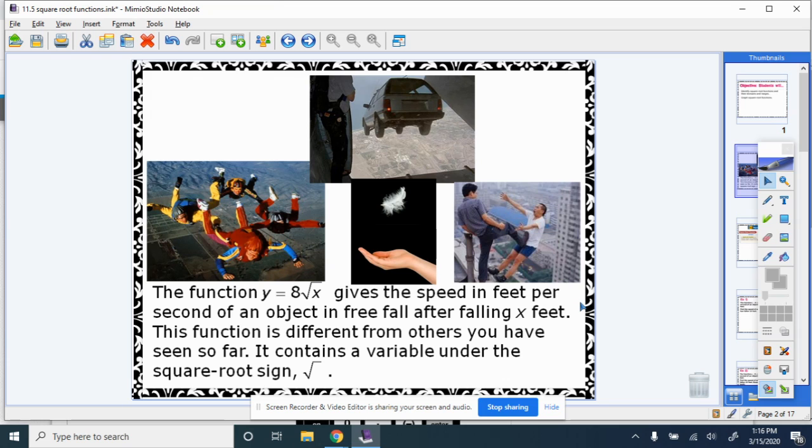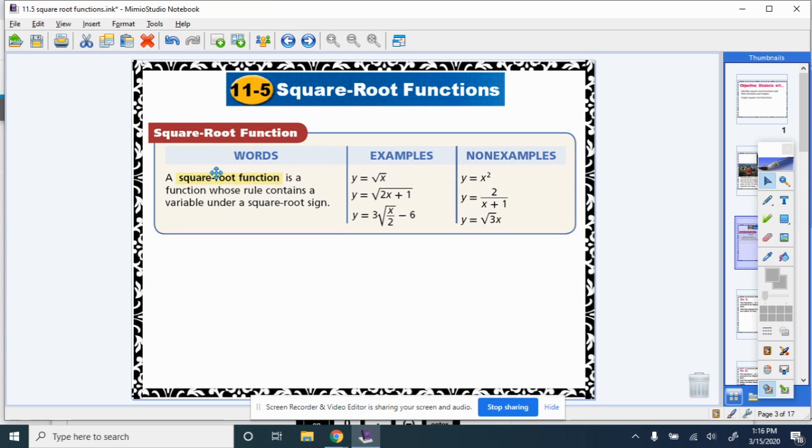This function is different from others we've studied this year so far. It contains a variable under the square root sign. So a square root function is a function whose rule contains a variable under the square root sign. Here are a few examples. Non-examples.